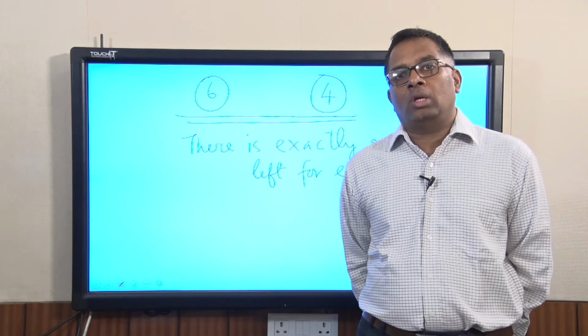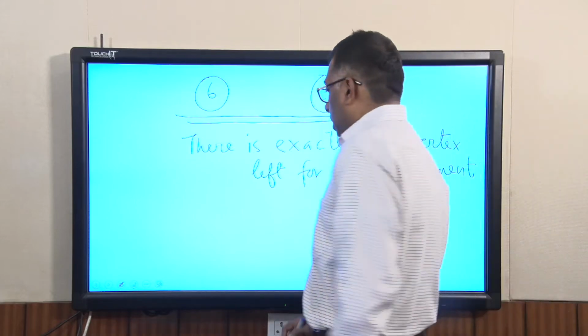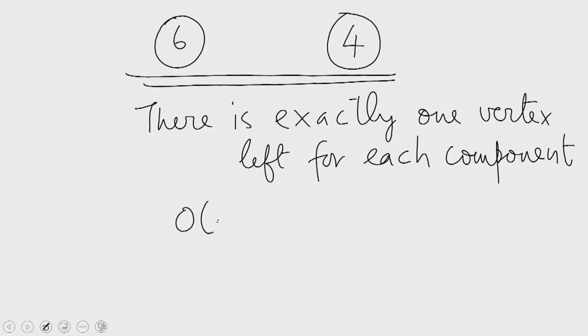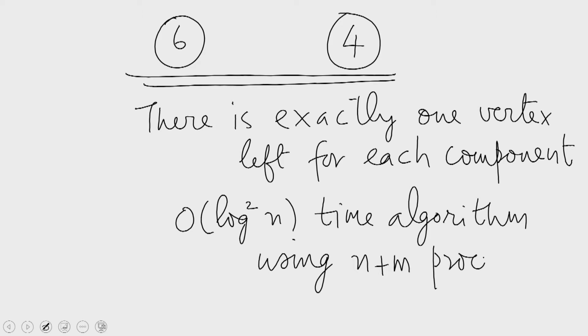If we manage to show that each iteration can be executed in order log n time, then we would have obtained an order log squared n time algorithm using n plus m processes. So, that is a high level description of the algorithm. Now, let us get into the details of the algorithm.